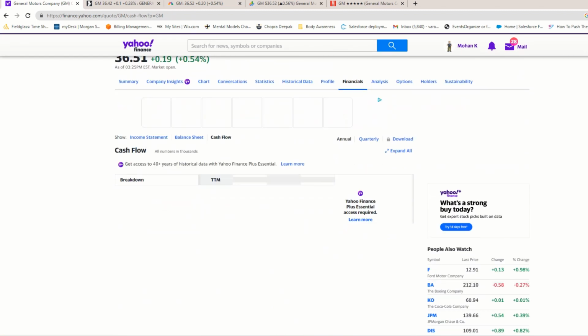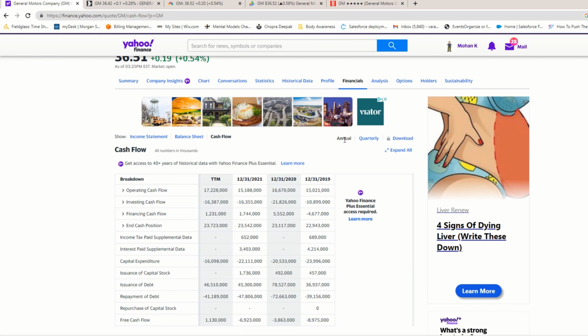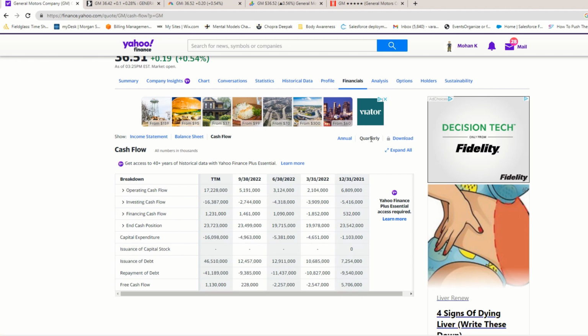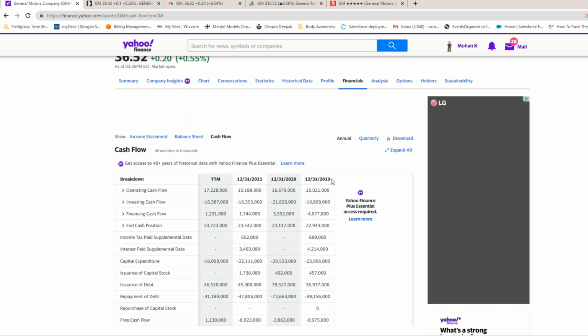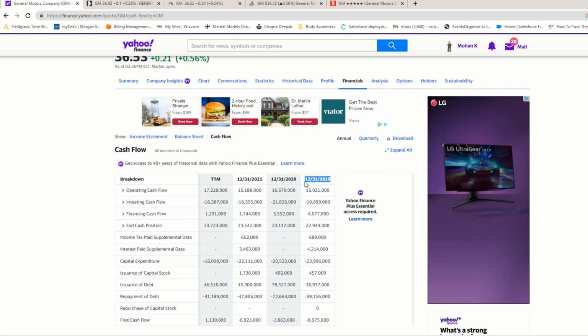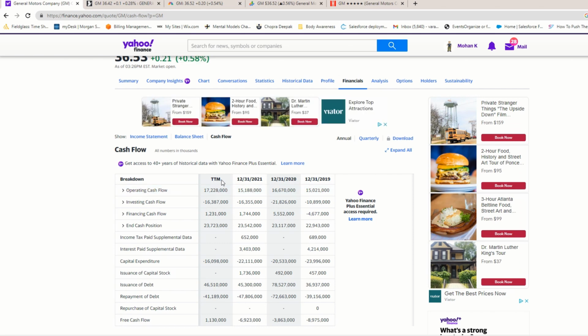Let me scroll down. Here we have Annual, which is for the total 12 months, and then we have Quarterly, for every quarter. I am going to set it to Annual. When you come to Annual, we see information for these many years, starting from 2019, then 2020, 2021, and then the trailing 12-month period, which is the current period.